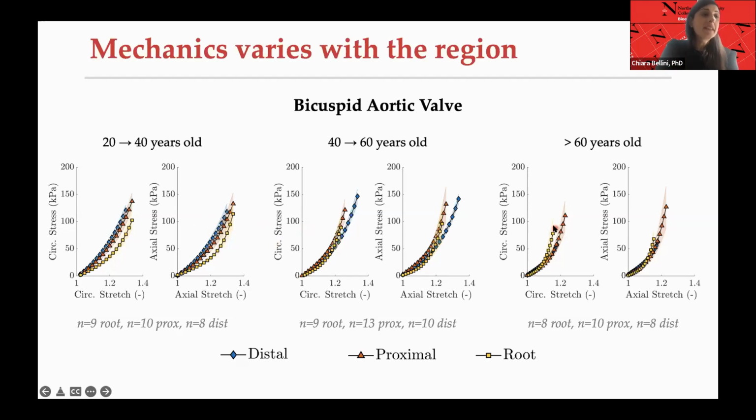However, the proximal region approaches the behavior of the root in the middle age group, which has been a focus group of our analysis. So this finding probably relates to the differential effects of aging on the 3 anatomical regions of the ascending aorta in the presence of bicuspid aortic valve.